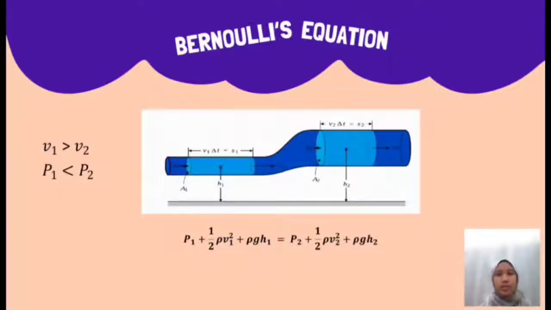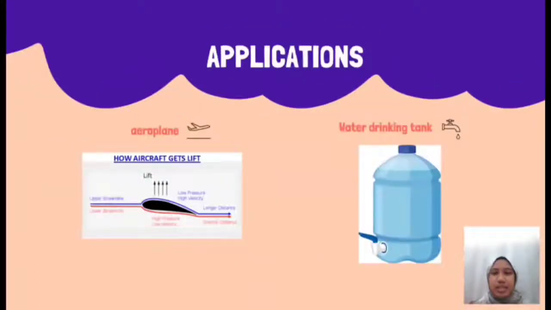So Bernoulli's equation is usually used to compare the flow at two different locations. It can be rewritten as energy per unit volume before equal to energy per unit volume after, on the streamline. This is an example of the application of Bernoulli's principle in our daily life, which is how a plane generates lift.